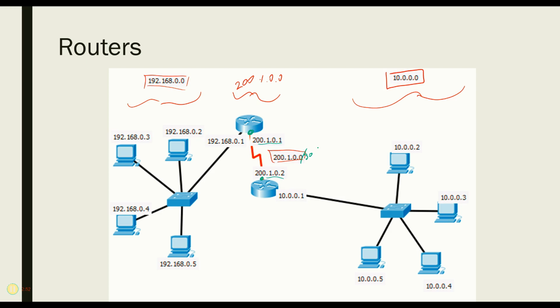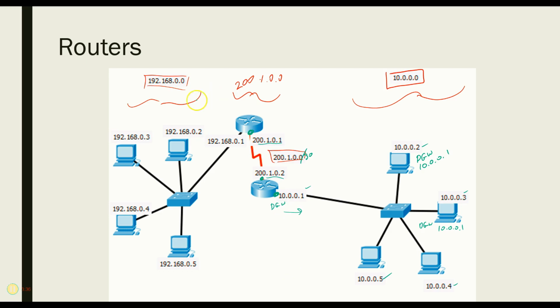Over here on the 10 dot network, I've got some PCs, 10.0.0.2, 10.0.0.3, 10.0.0.4, 10.0.0.5, and I have a .1 on this interface on that router. So you can see that just like a PC, this router interface also has an IP address, and this is the default gateway. Every one of these devices would have 10.0.0.1 as the default gateway, because this is the default gateway for this network.